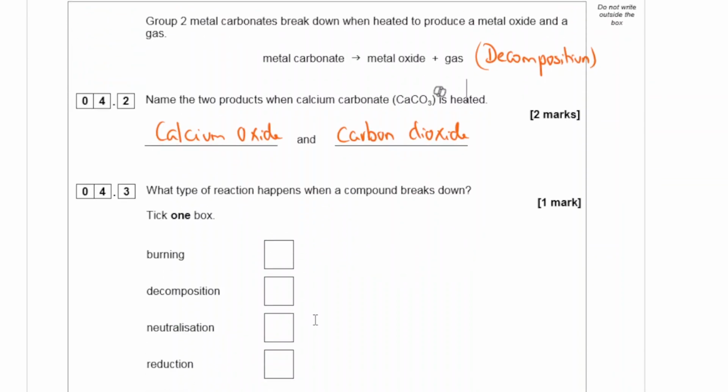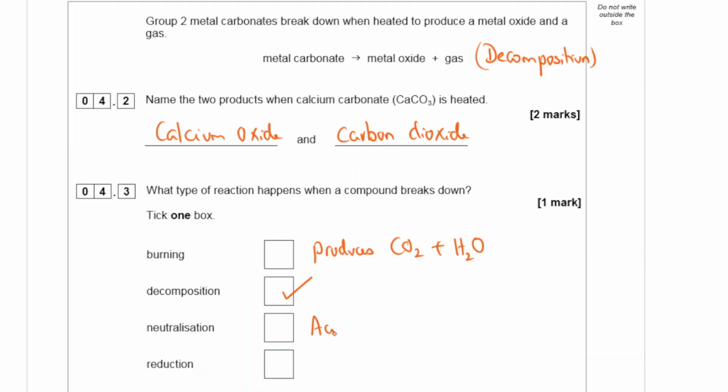What type of reaction happens when a compound breaks down? That's decomposition. Burning is combustion, when it produces carbon dioxide and water. Neutralization is between an acid and alkali. Now the bits that I'm writing are notes. It's always best to make these notes as a form of revision. Burning produces carbon dioxide plus water.